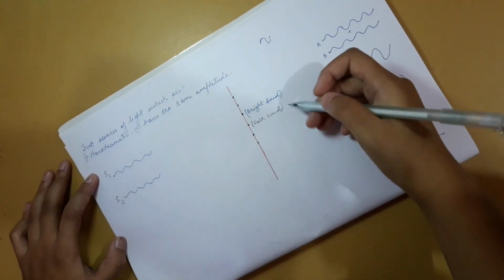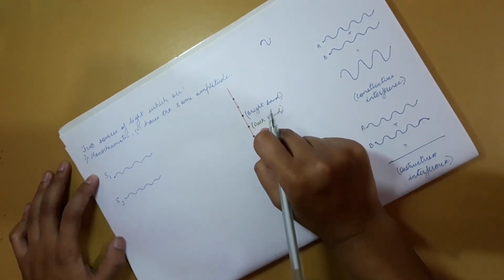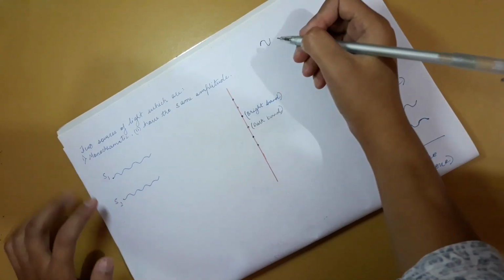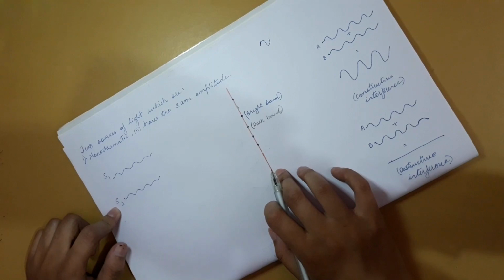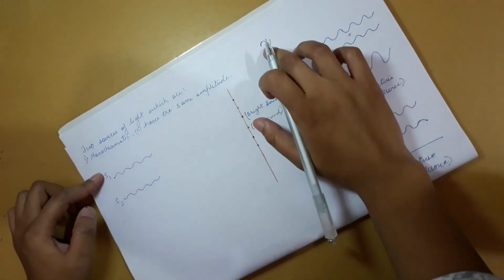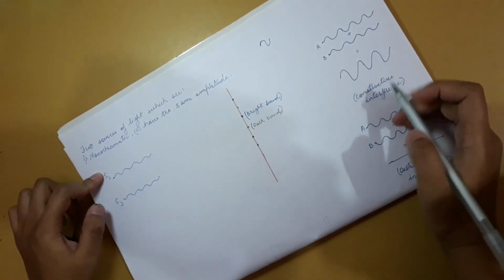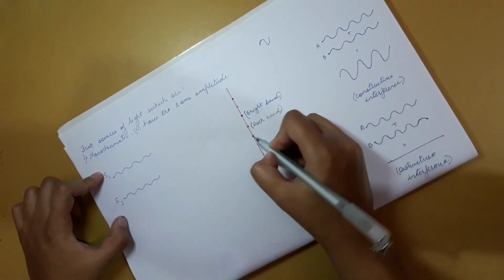Let's go further below the dark band to a point in the screen where S1 would have to travel one whole wavelength more than the wave from S2 in order to reach the screen. So what happens is they will be in phase. Although S1 has to travel one wavelength more, they will be in phase, and again constructive interference will take place and you will get a bright fringe.